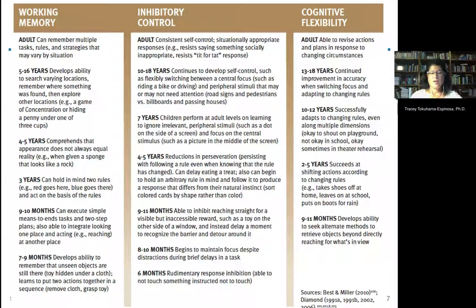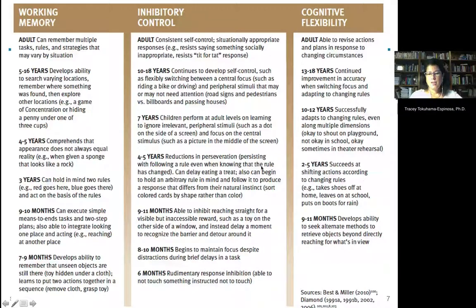In one of Diamond's articles, she summarized Beston Miller's table and adds her own information here, looking at these 3 sub-elements across the lifespan. What does this actually look like? How can you observe this type of behavior? So if we're looking at good working memory, this starts off as early as 7 to 9 months. It's observable behavior. The child displays ability to remember an unseen object. And this moves on. She indicates very key milestones throughout where you can watch this progressive development. So 5 to 16 years, the individual develops the ability to search varying locations, remember where something was found, explore other locations, can play this game of concentration, for example.